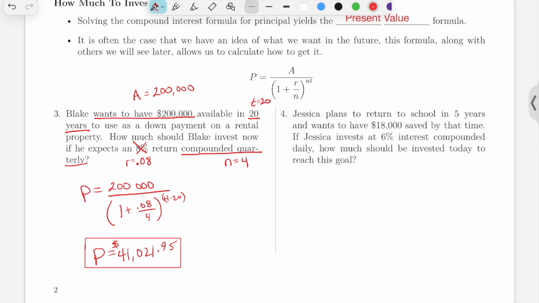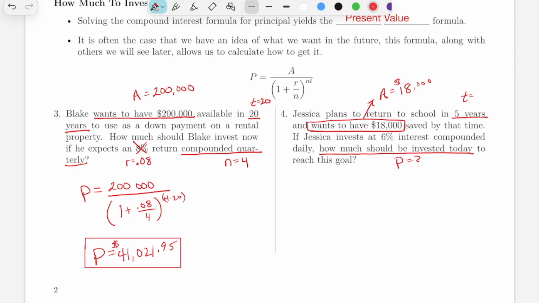Jessica also has plans. She wants to return to school in 5 years, and she wants to have $18,000 saved up in that time. If she invests 6% interest compounded daily, how much should be invested today to reach the goal? So again, let's identify the important things. I see that it says how much should be invested today, right? That's the thing that we don't know, and that's the principal. In 5 years, she wants to have $18,000. That tells me that my final amount, or that future value, is $18,000.